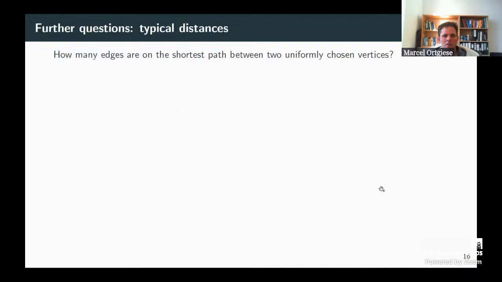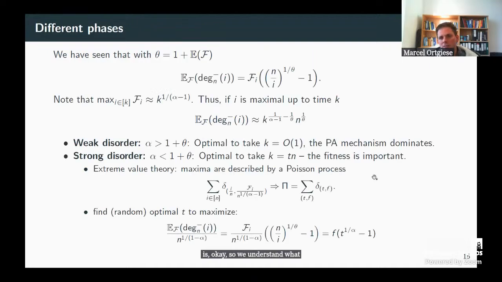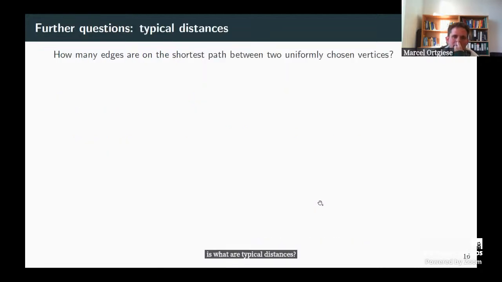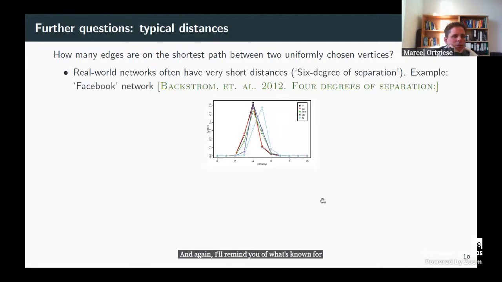All right. So the next question is, okay, we understand what degree the typical vertex has. We understand what the largest degree is. And maybe the next classic question you can ask about the structure of these networks is what are typical distances? And again, I'll remind you of what's known for classic preferential attachment.